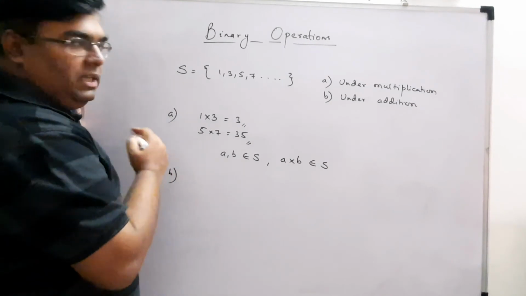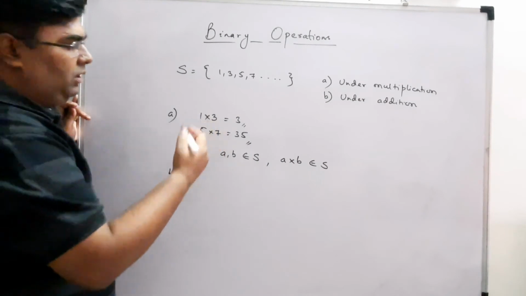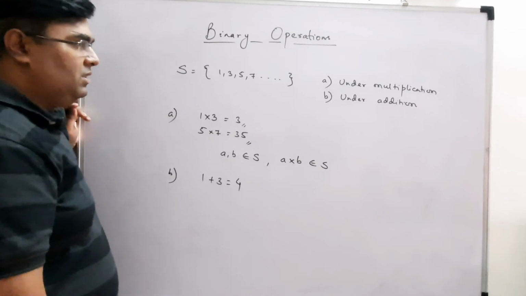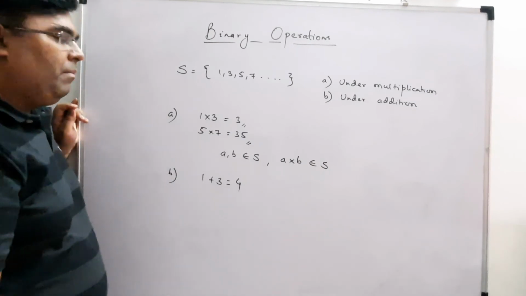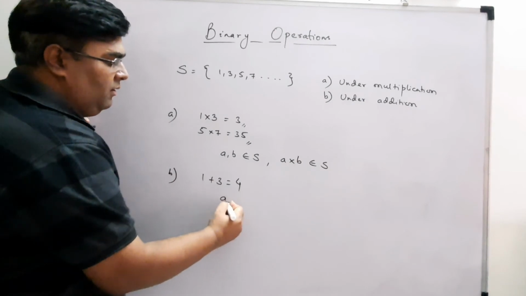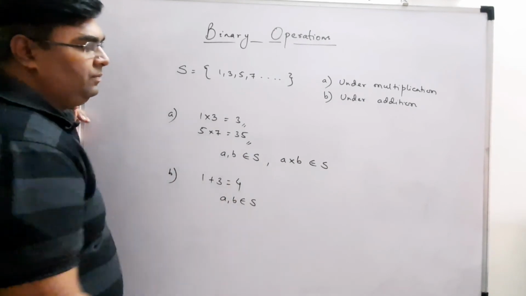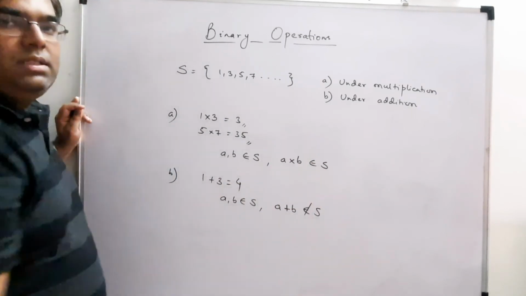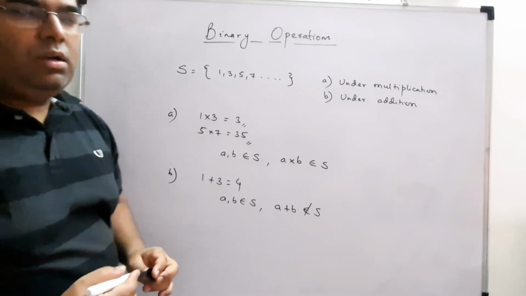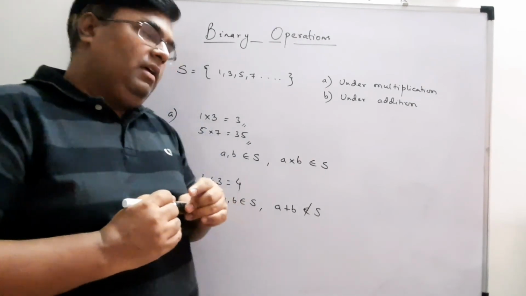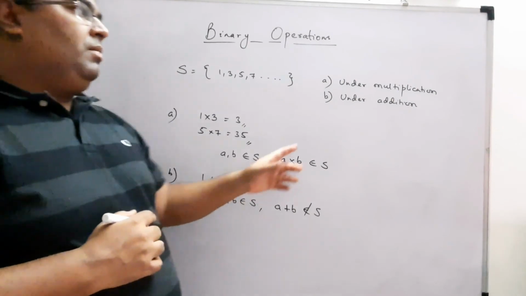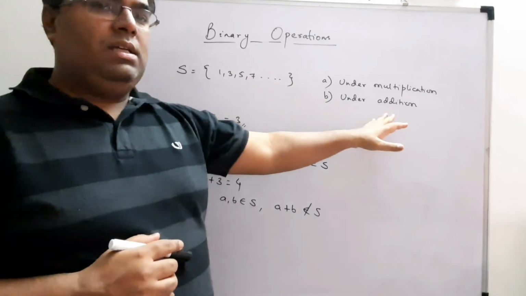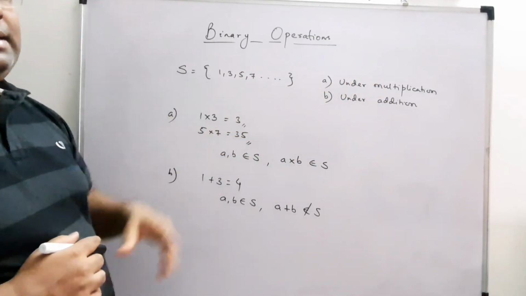Let us see whether addition is binary or not. If you take two elements, I am getting 4, which is clearly not an odd number. So A and B belong to S, but A plus B doesn't belong to S, because if you add any two odd numbers, you will always get an even number. So multiplication is a binary operation on this set, but addition is not a binary operation on this set.